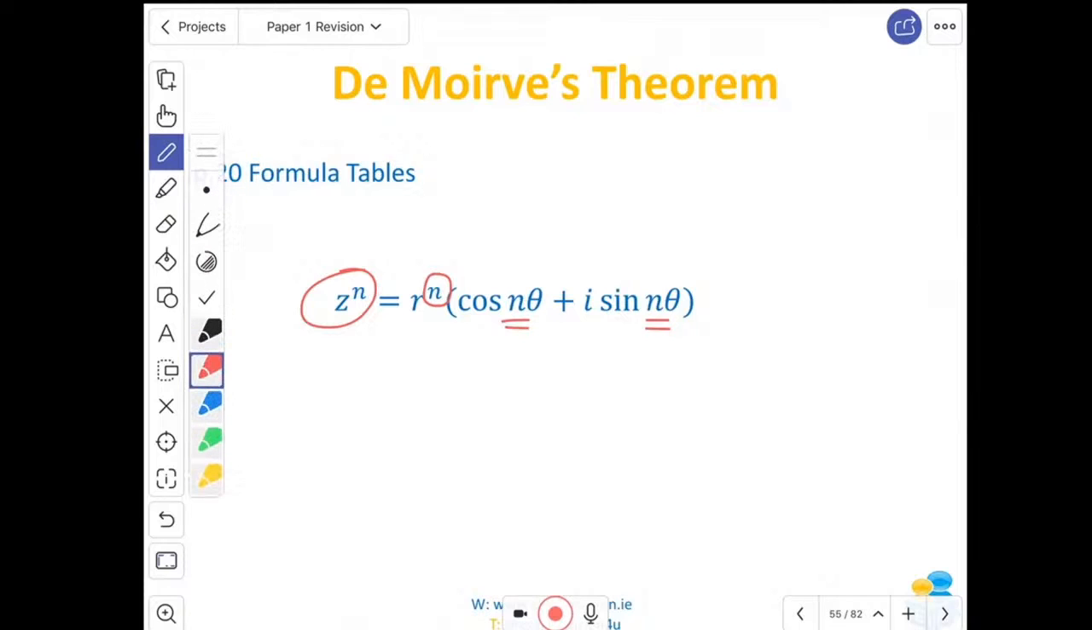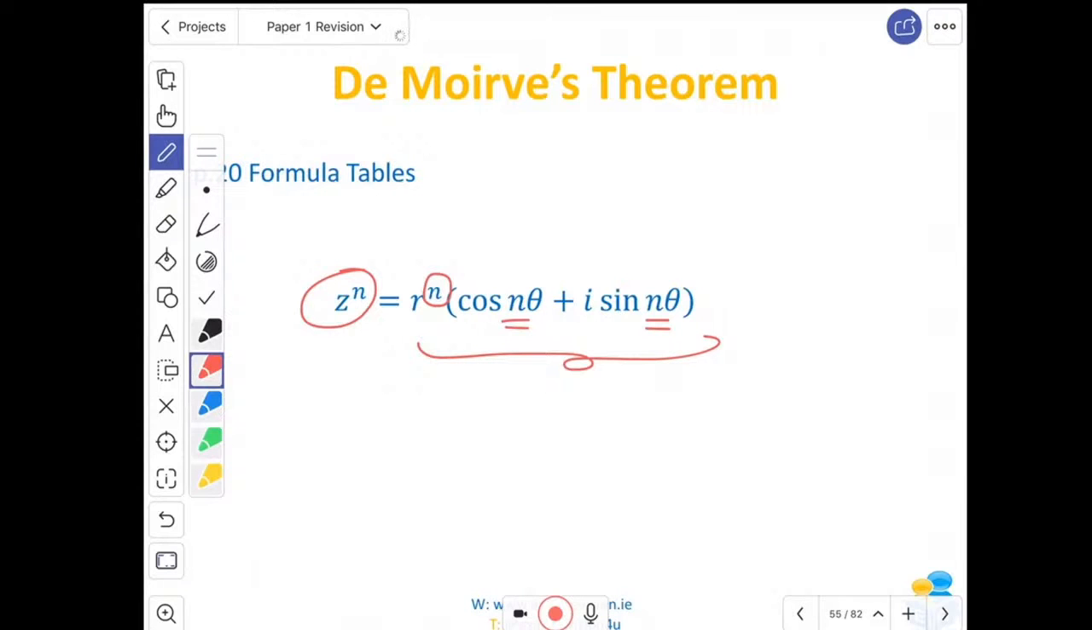Now, this here on the right hand side, forgetting about the power of n for a second, this right hand side is a complex number that's in polar form. So before you go and use de Moivre's theorem, which I'm going to show you now in an exam question, you just need to make sure that you put it into that format first, and then you can go and apply de Moivre's theorem.